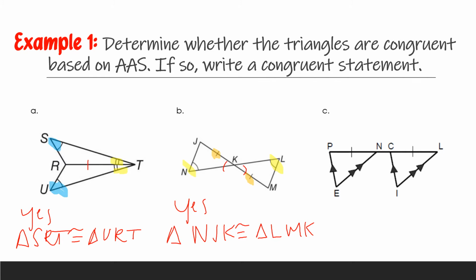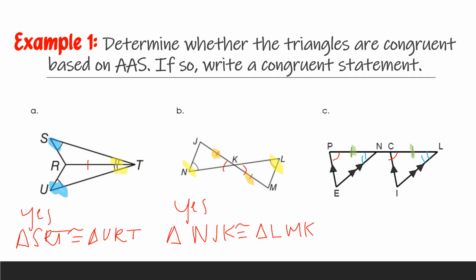In figure C, we have two marked congruent sides. So we have PN and CL. And then we also have that PE is parallel to IC. And so what that would mean is that angle NPE would be congruent to LCI because those are corresponding angles. And likewise, because NE and LI are parallel, we can also conclude that PNE and CLI are congruent because they're corresponding angles.